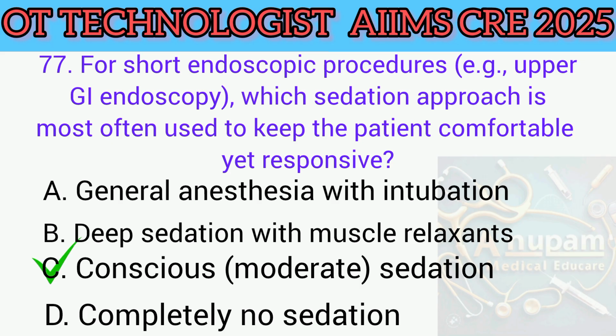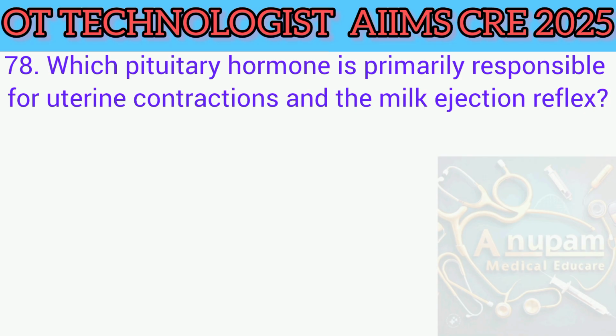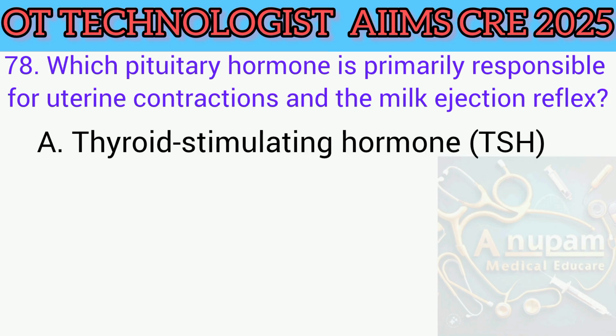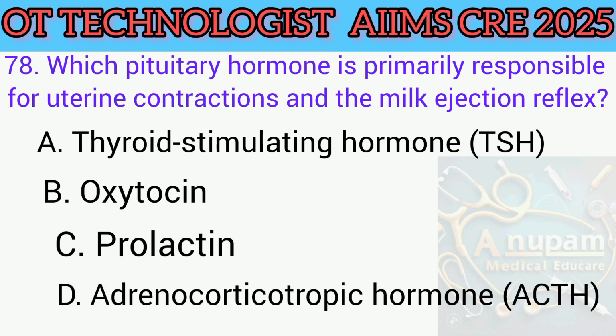Right option, C. Number 78. Which pituitary hormone is primarily responsible for uterine contractions and the milk ejection reflex? Option A. Thyroid stimulating hormone, TSH. B. Oxytocin. C. Prolactin. D. Adrenocorticotropic hormone, ACTH.